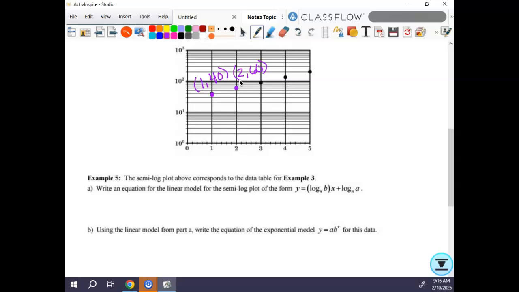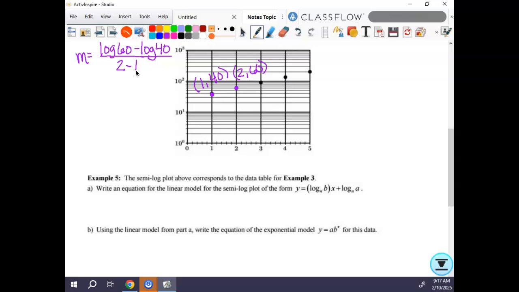I have 2 points, so I can find my slope, right? We know how to find slope. So slope is, and now everything is done with logs here. So the log of 60 minus log of 40 over 2 minus 1. Okay. All right, so 2 minus 1 is just 1.